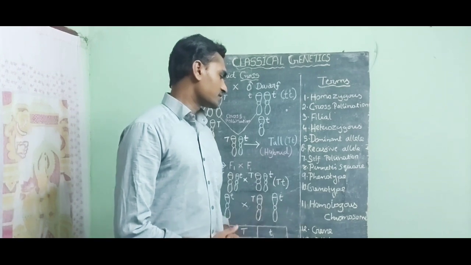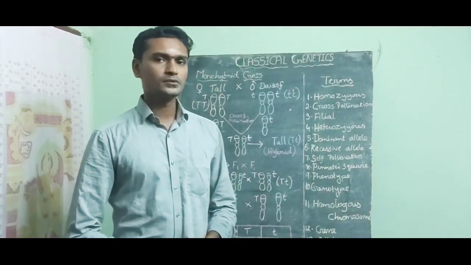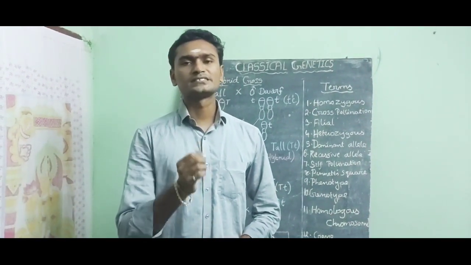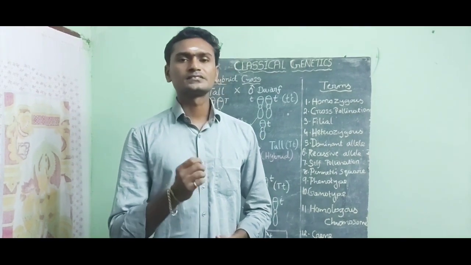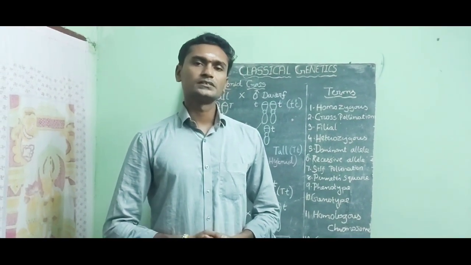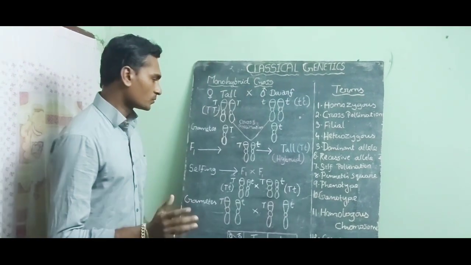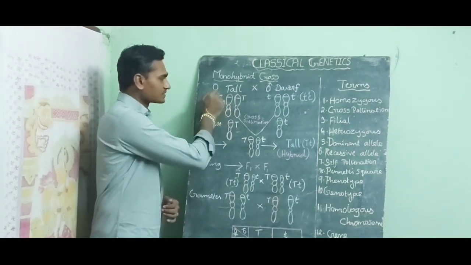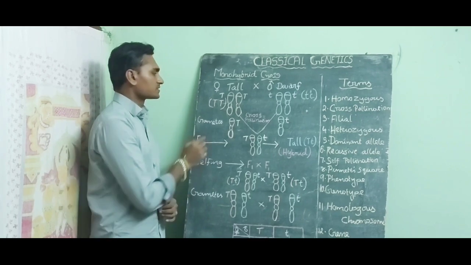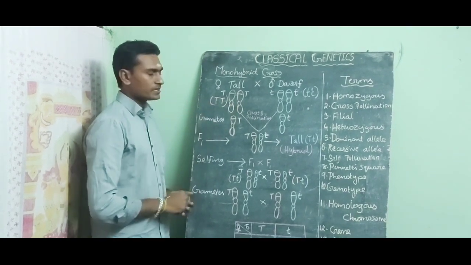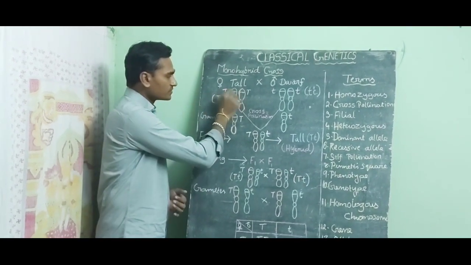Then the next term, homologous chromosome. Homologous chromosomes are similar in size, similar in position of centromere, and similar in position of genes.